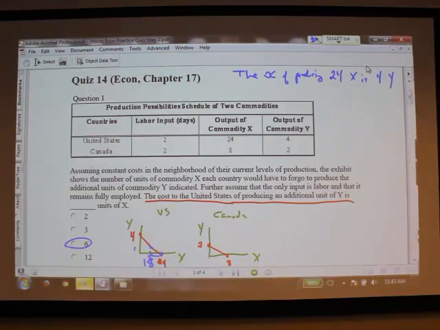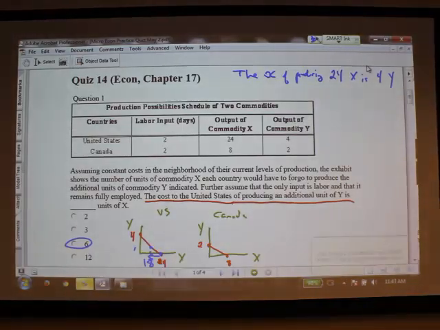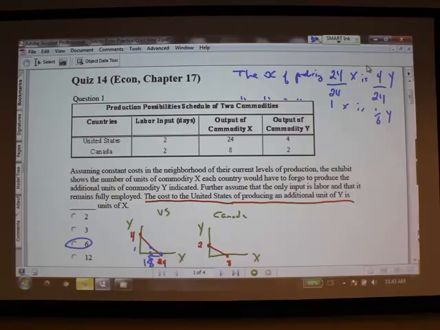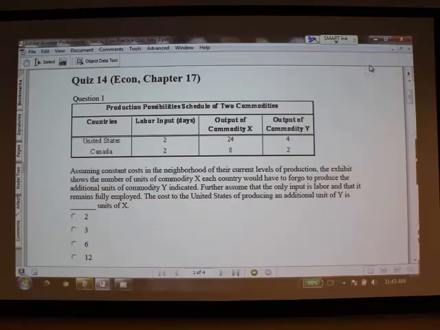And then to put this in the frame of what's the opportunity cost of producing 1 unit of X, just divide this by 24 and this by 24. So then you have the opportunity cost of producing 1X is 1/6 Y. But the question is about what's the opportunity cost of Y. And so the opportunity cost of 4Y is 24X, or in other words, the OC of 1Y is 6X.